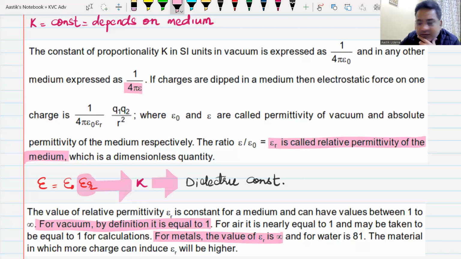Now, since we have seen this form, 1 by 4 pi epsilon as the value of K is valid when the medium is completely filling up the space. So, if this is the case, then the formula is valid.